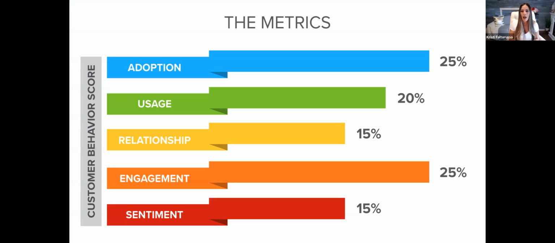So the first thing is I introduced 8 metrics earlier. I skimmed that down to the 5 that were most important for me, based off of how I'm watching our customers and how I want to lean in with our program: adoption, usage, relationship, engagement, and sentiment.